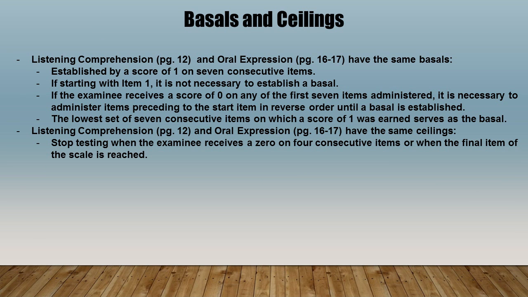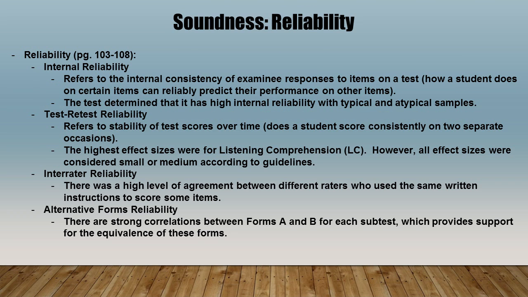Now, let us focus on the basal and ceiling for each of the subtests. Actually, both listening comprehension and oral expression have the same basal and ceiling, which makes the administration of the OWLS 2 significantly smoother. For both subtests, as you can see on the screen, an examinee must answer 7 consecutive items correctly to establish a basal. Again, for both subtests, an examinee must incorrectly answer 4 consecutive items to establish a ceiling, or you establish that ceiling at the end of the assessment.